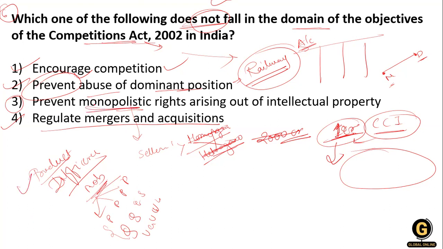So prevent monopolistic rights arising out of intellectual property. Does the Competition Act want to prevent it? No, they do not want to prevent it, because in monopolistic rights, they have to maintain their intellectual property. The rights arise out of intellectual property. They do not want to prevent it, they want to protect it. So option number 3 is right over here.